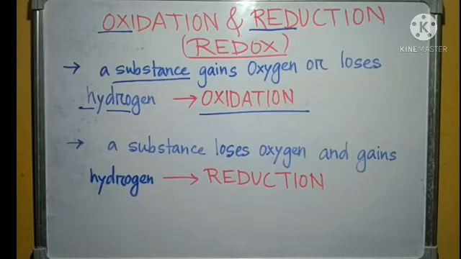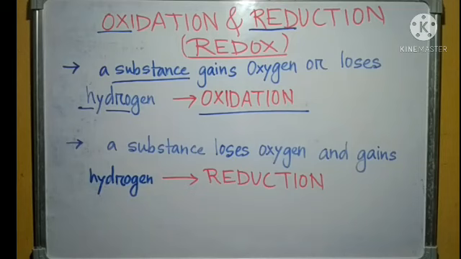If any substance or reactant gets an extra oxygen atom, or loses a hydrogen atom, then we say that the oxidation reaction is occurring, and the reactant which is getting the oxygen atom or losing a hydrogen atom is said to be oxidized. The reactant which gets the oxygen atom, we say that reactant is oxidized.